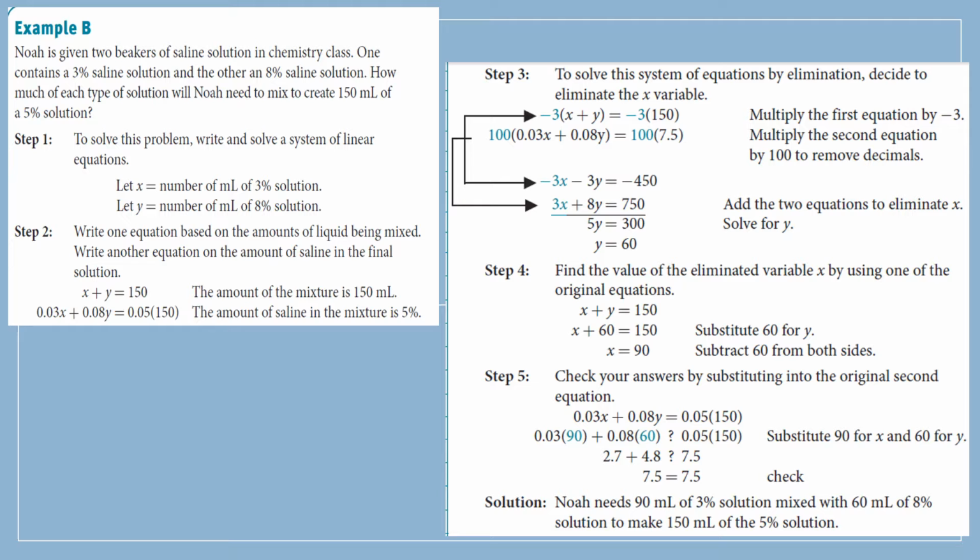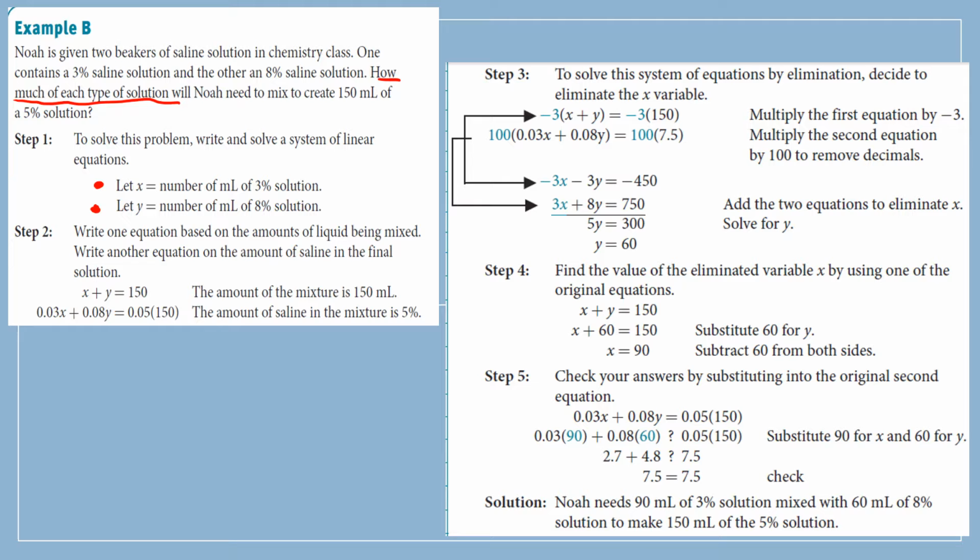So he's going to mix together the 8% and the 3% and make a 5% solution. So first we're going to define our variables. We want to know how much of each type of solution he's going to need. So we're going to let x be the number of milliliters of 3% and y is going to be the number of milliliters of 8%. So x is one kind, y is the other kind.